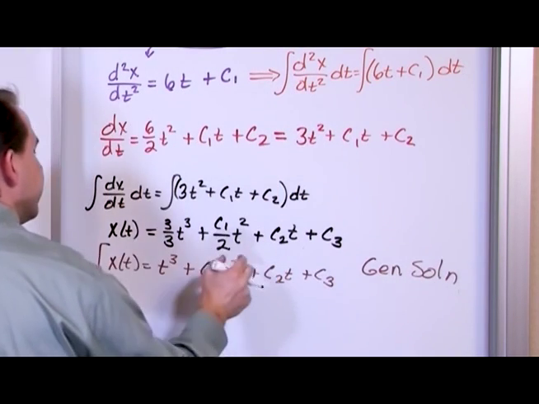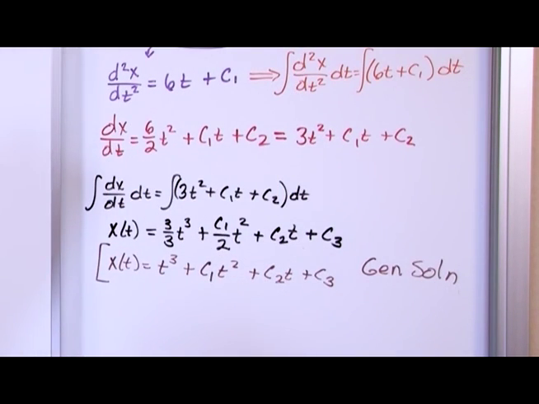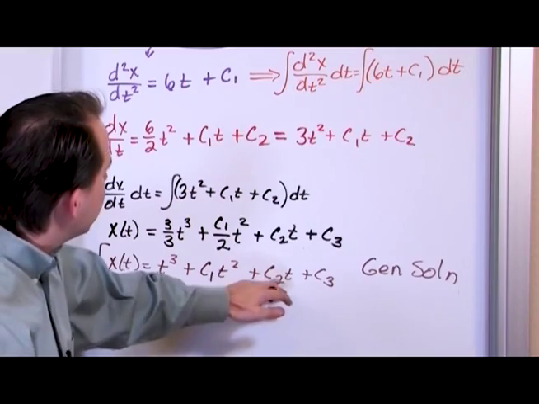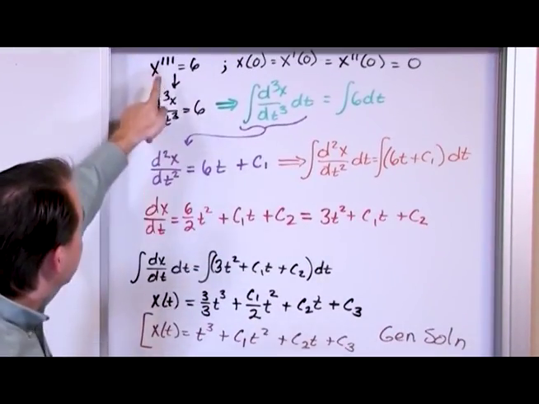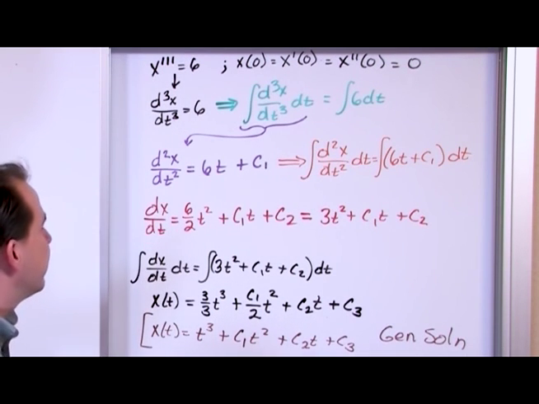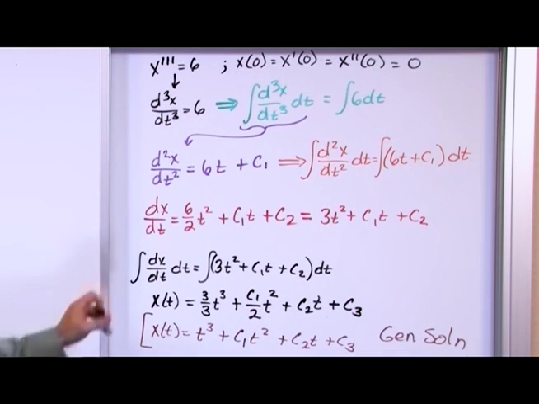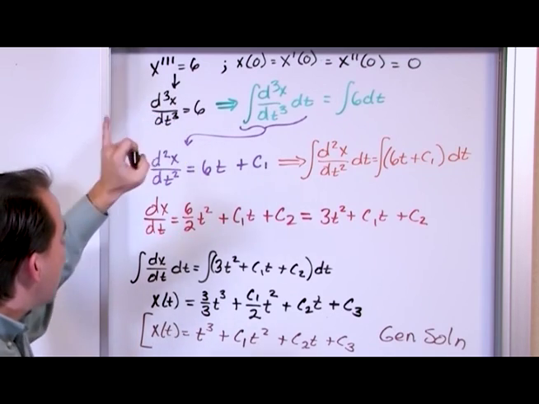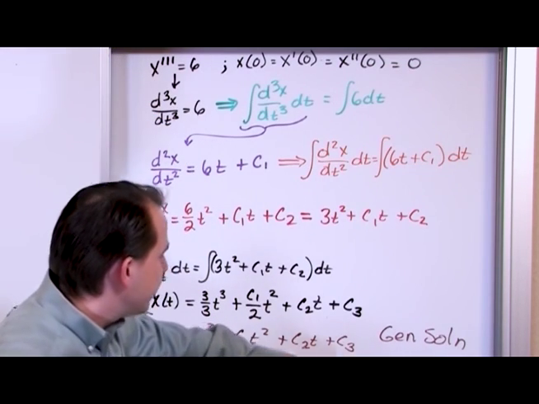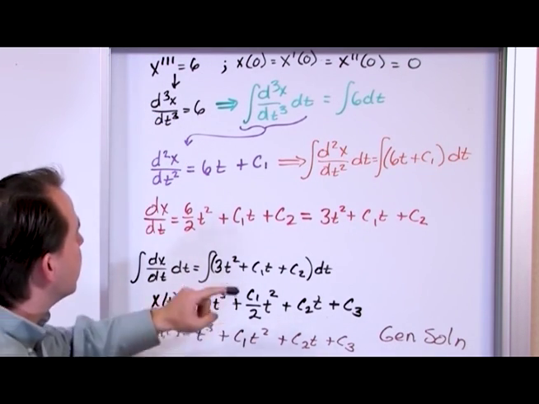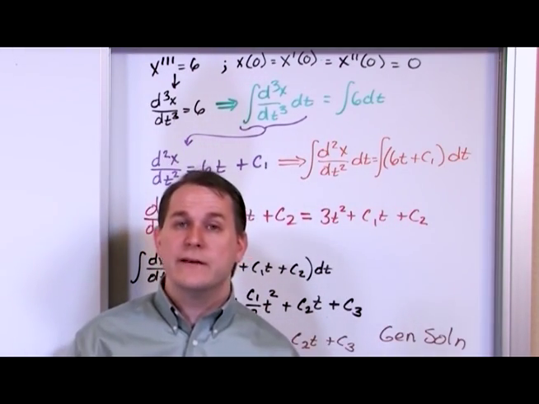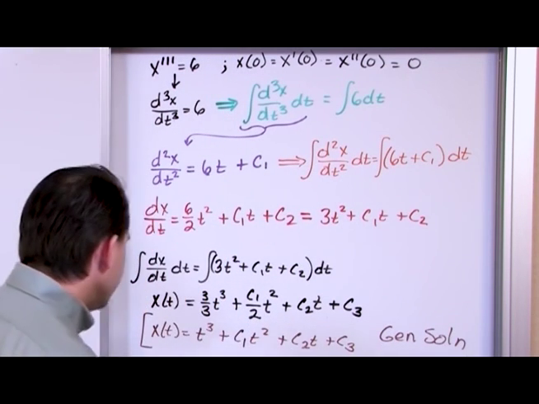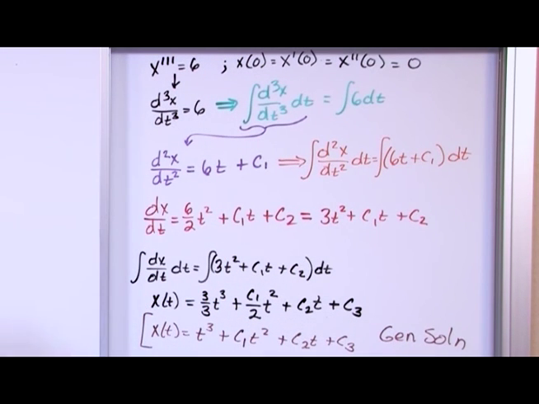We have 3 constants of integration. And notice for every problem that we've done, we have as many constants of integration as we do initial conditions, which also is equal to the order of the differential equation. You're going to see that over and over again. Whatever the order of the differential equation is, that's as many constants as you're going to have in your general solution, and that is also as many initial conditions as you need in order to solve for the specific solution. So t cubed plus c1t squared plus c2t plus c3, that's the general solution.